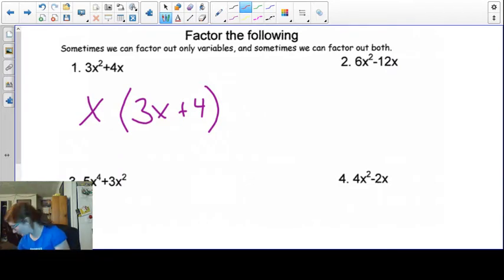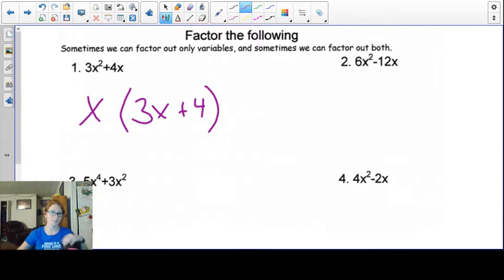So number 2, take a look at your numbers. You have 6 and 12. What goes into those? Well, 6 goes into 6 and 6 goes into 12. Because remember, we want the biggest thing. Yeah, you probably were like, 2. You're right. But can I go bigger? Yeah, 3. Even bigger, 6. So I can divide 6 out of both of these.